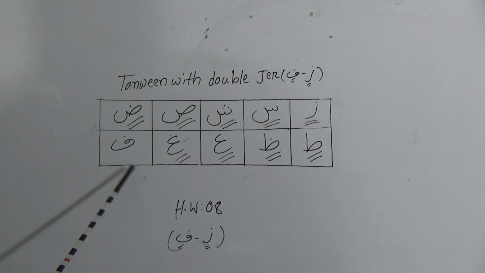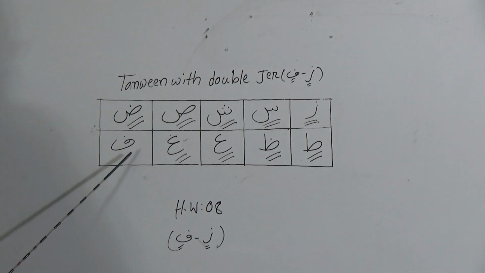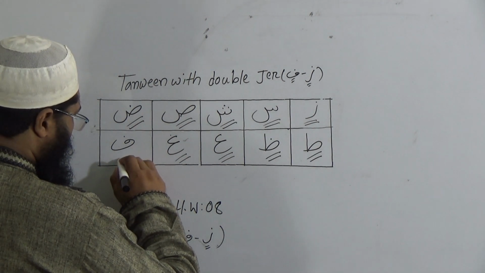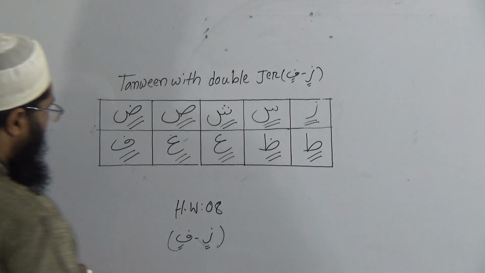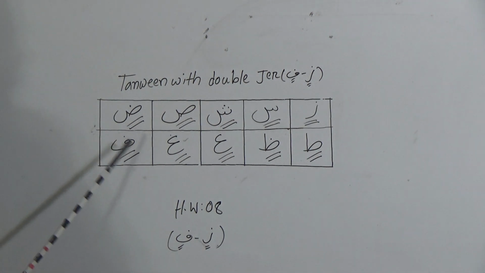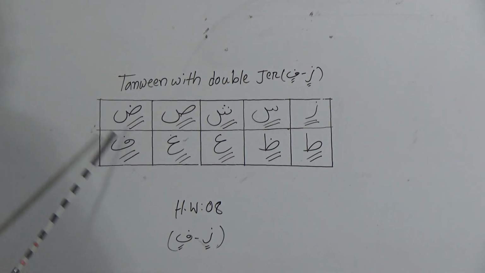Now my dear students, last one for today, Fa. Now I'm giving double zer under the Fa, and you have to pronounce this one Fa dui zer fin. Fa dui zer fin.